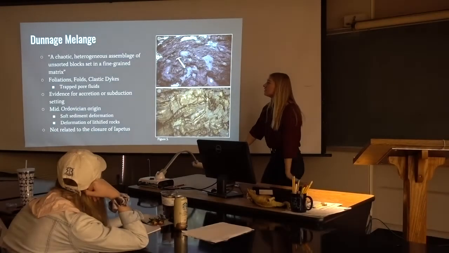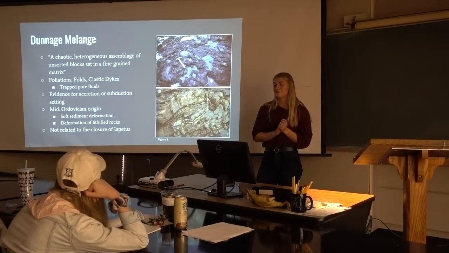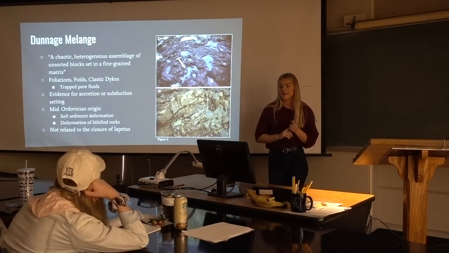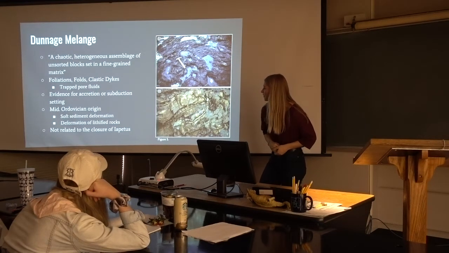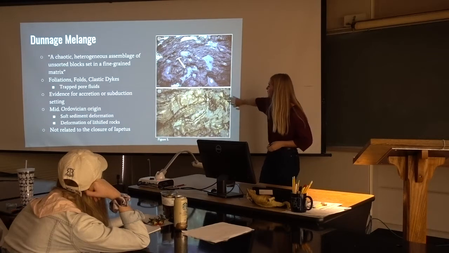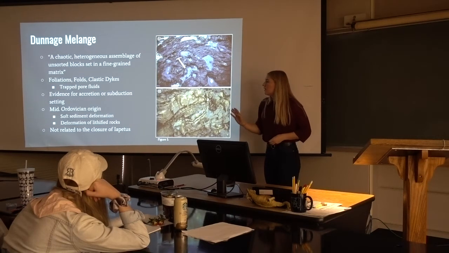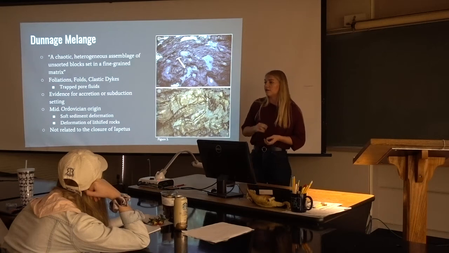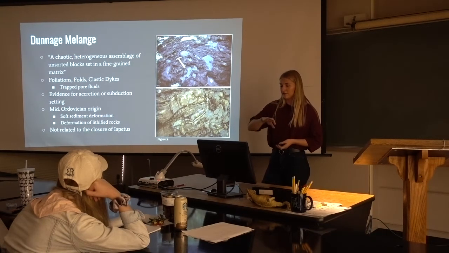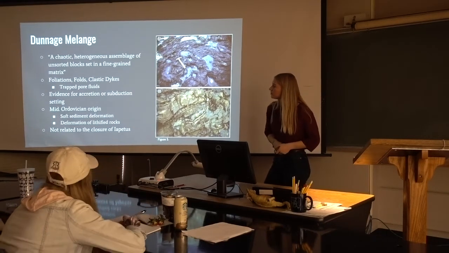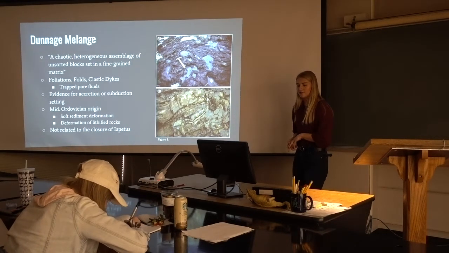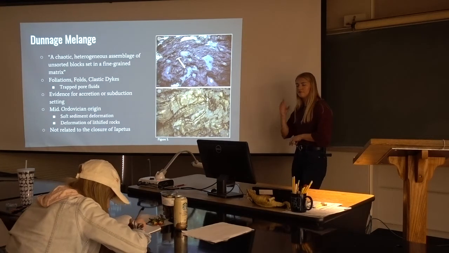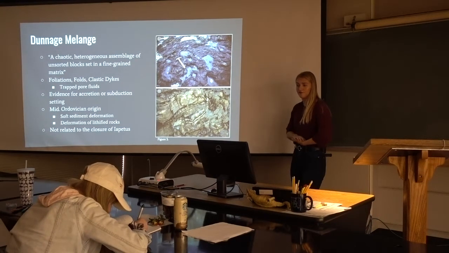So moving on to the Dunnage melange, one of my research articles described it as a chaotic, heterogeneous assemblage of unsorted blocks set in a fine-grained matrix, which I thought was a pretty accurate description. As you can see in the pictures here from that same reading, there's a lot of foliations, folds, and clastic dikes, which they said was evidence for trapped pore fluids under the surface. And typically, melanges are evidence for an accretion or subduction setting, and a few years back it was found to be mid-Ordovician in origin.